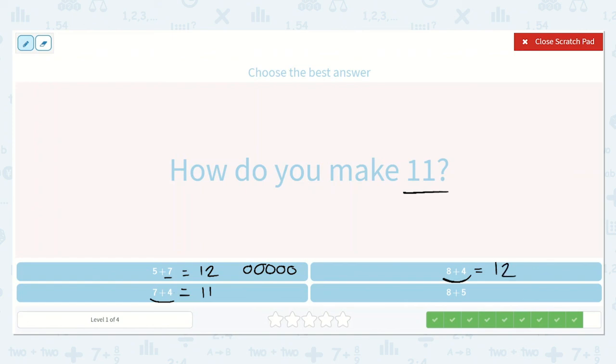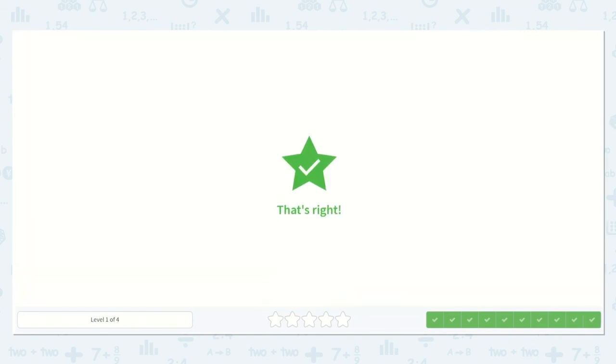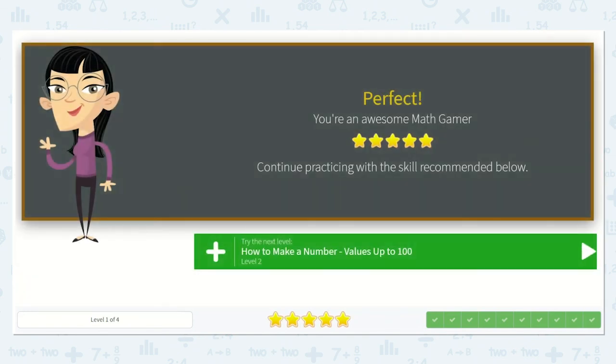And if 8 plus 4 is 12, 8 plus 5 would be 1 more than that because 5 is 1 more than 4. 1 more than 12 is 13. So how did we make 11? 7 plus 4. Great work, my friends.